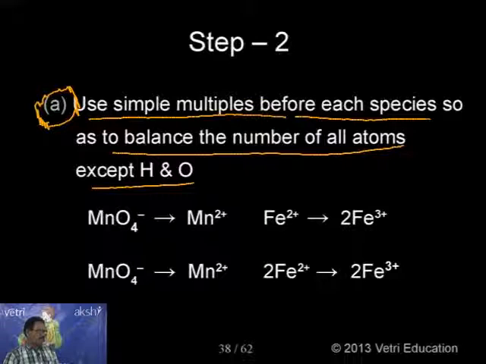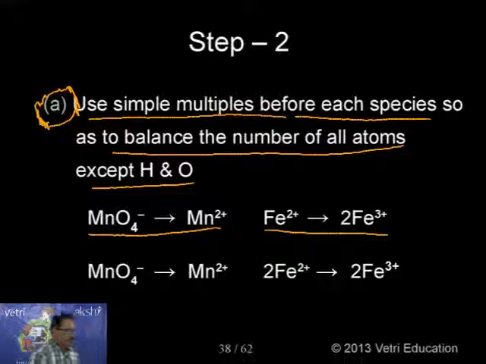In this case, I am taking the left side. This is the oxidizing agent MnO4 minus to Mn2 plus. Right side, Fe2 plus to Fe3 plus, ferrous to ferric state. Okay. Now let me apply this 2a rule here. Use simple multiples before each species so as to balance the number of all atoms except hydrogen and oxygen. Except hydrogen and oxygen, we have to balance. Okay, let me see here. In this case, Mn, okay. So oxygen, left side, 4 O, that is MnO4 minus.